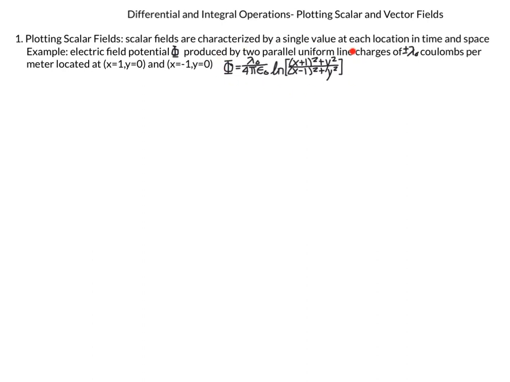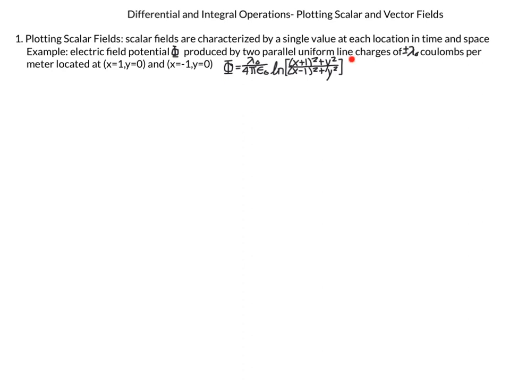So this is our phi equal to lambda naught over 4 pi epsilon naught times the natural log of 1 plus x squared plus y squared over x minus 1 squared plus y squared. And we are going to start by noting that this is a scalar field, because phi takes an x and y value and then produces a single number.